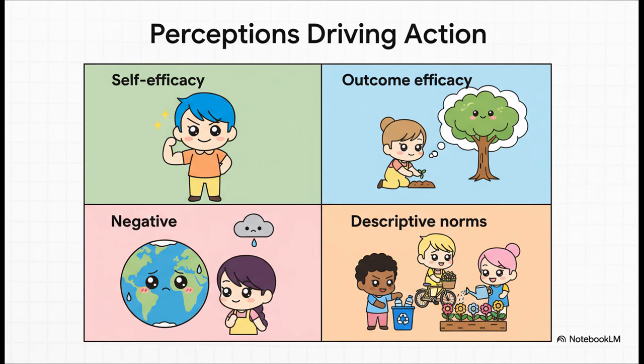People are most likely to act when they believe, 1, I can actually do this, that's self-efficacy. 2, what I'm doing will actually work, that's outcome efficacy. 3, when they feel bad, like guilty if they don't act. And 4, when they see that, hey, everybody else is doing it too.